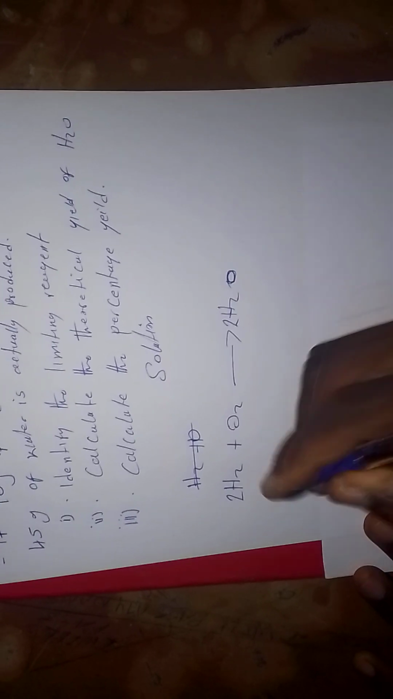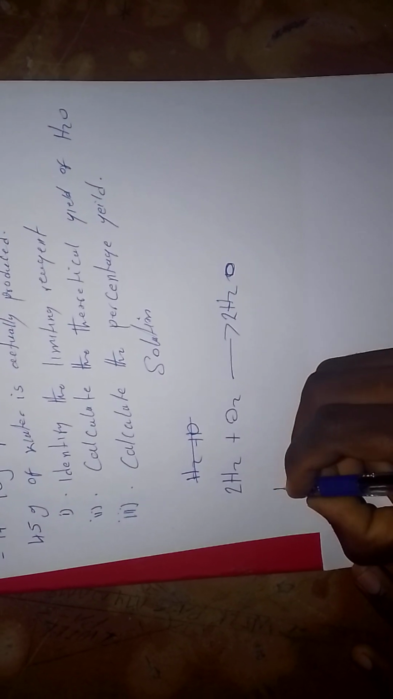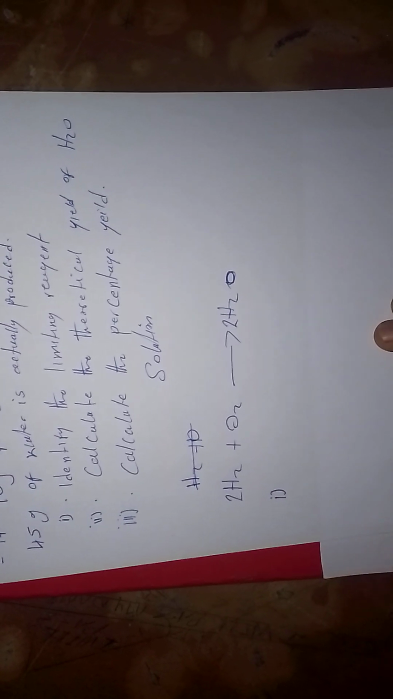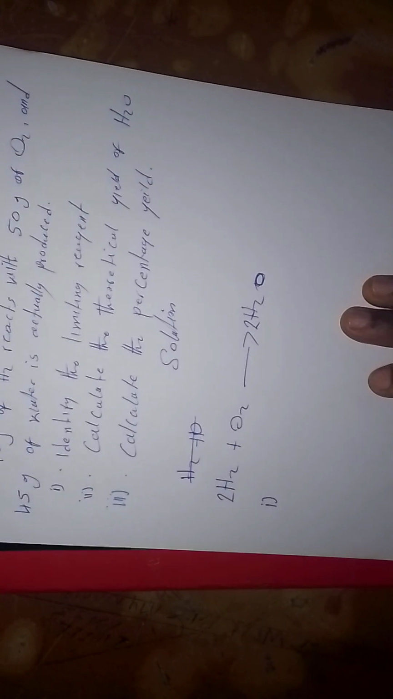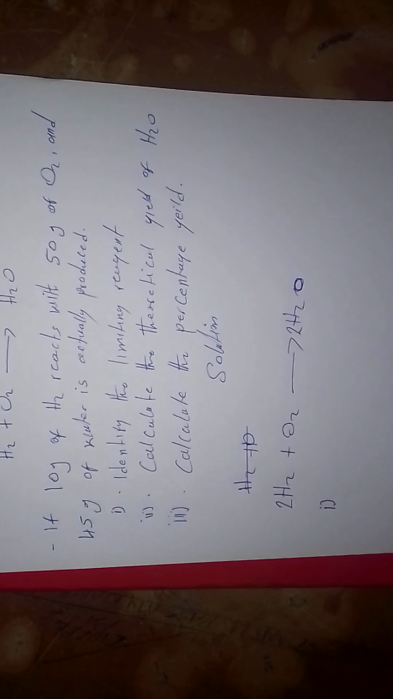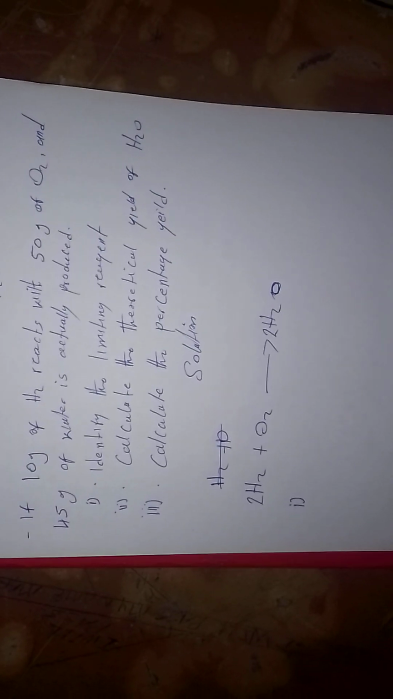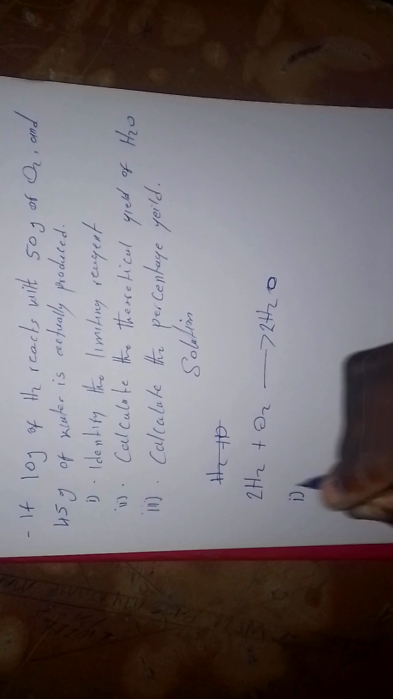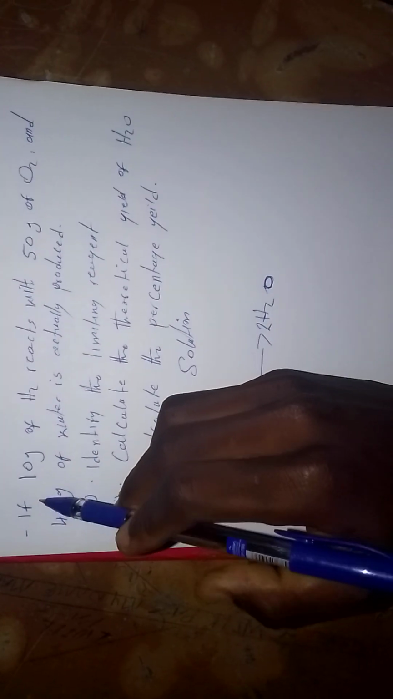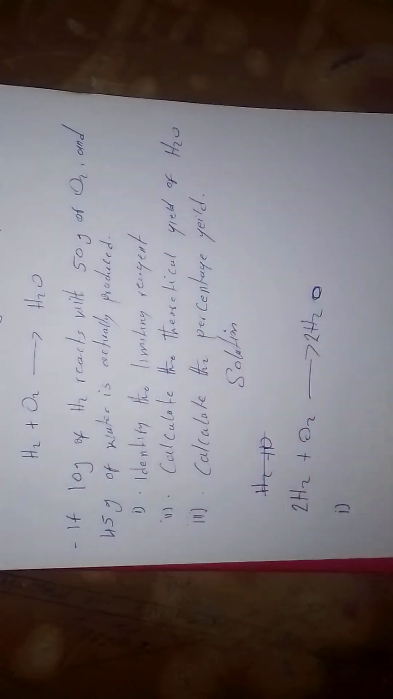Now let us go to question 1: identify the limiting reagent. For us to identify the limiting reagent, first we are going to calculate the moles. The moles are what will help us tell the limiting reagent. The question says 10 grams of hydrogen, so we have 10 grams of hydrogen.